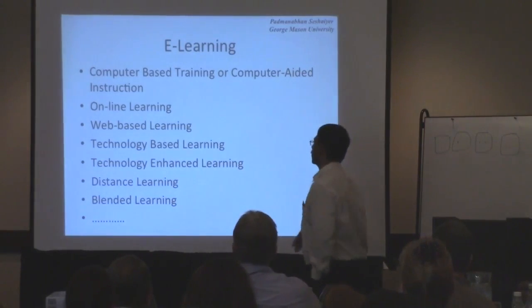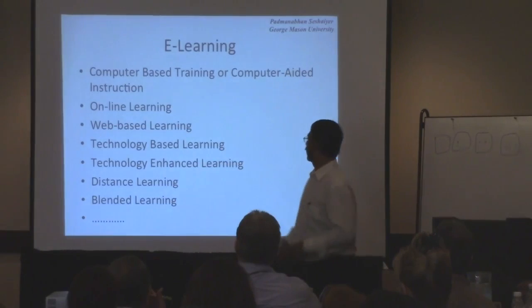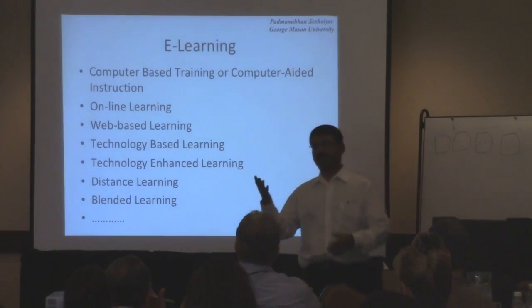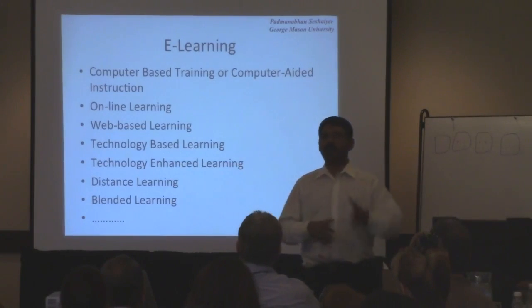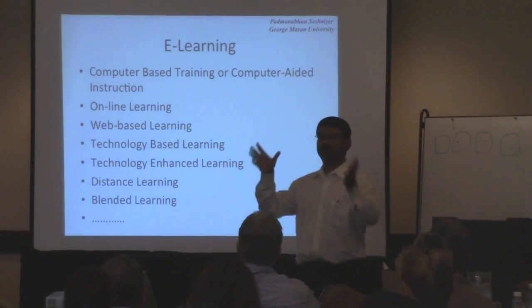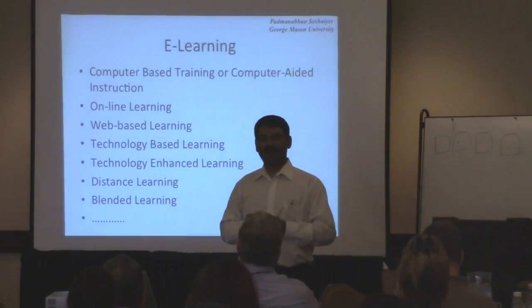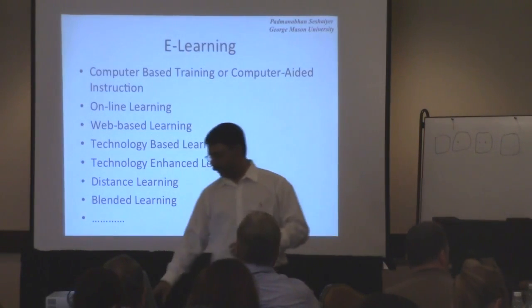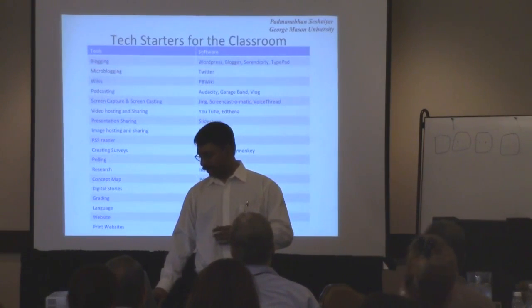And then in the 1990s, when the internet came along, it was called online learning, whatever that meant, right? After that, it was web-based learning. And then technology-based learning, technology-enhanced learning, distance learning. Of course, when you mix flipped classrooms and this thing, then it becomes blended learning. So all these mean the same thing, basically. Sometimes it's abuse of notation, but it's used in different contexts.